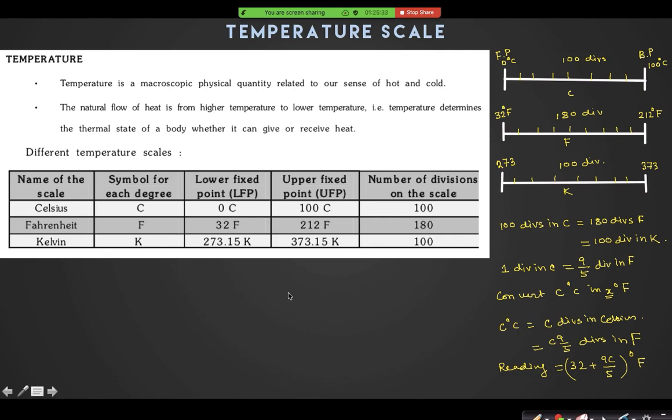So this conversion is also important. Sometimes in JEE Mains they have asked a few questions. Let us convert, suppose, 62 degree Fahrenheit in Kelvin. Can you tell me what will be your answer?